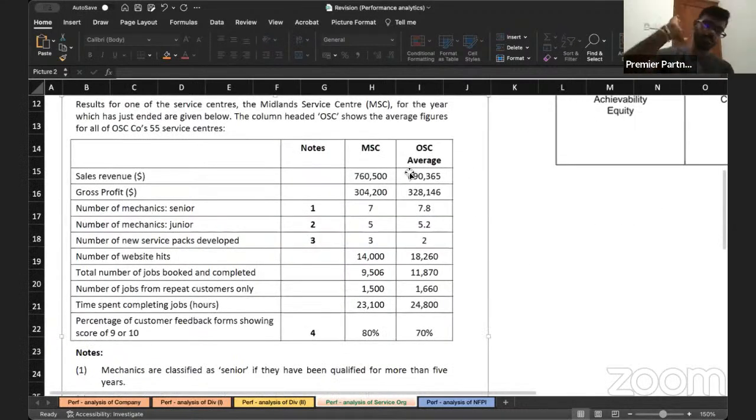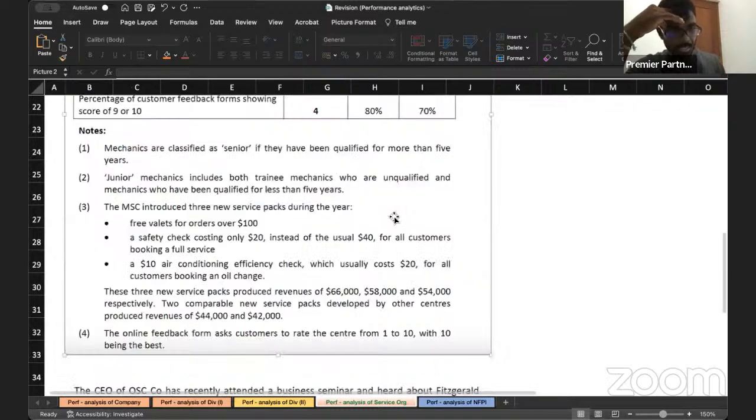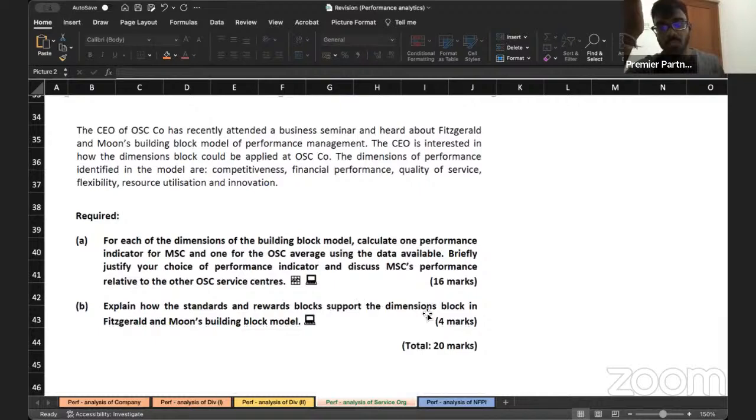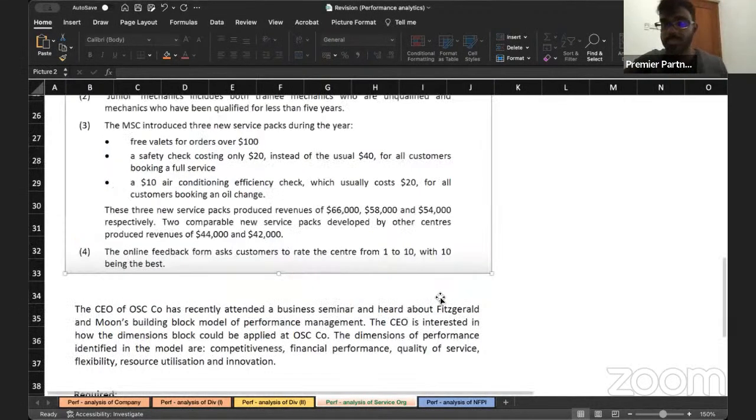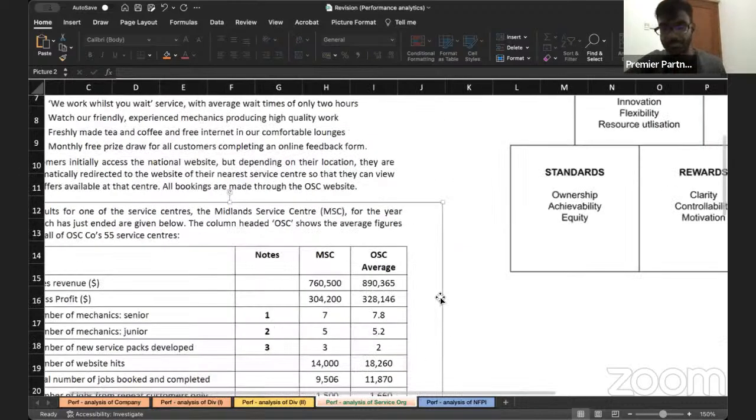Flexibility. You know what? I think I've explained enough. Why don't you come up with a measure, people? Don't look at the answers. Just come up with measures as I'm reading, right? Okay. Part B. Explain how standards and reward blocks support the dimension. I just explained that, people. Earlier, I explained that part.